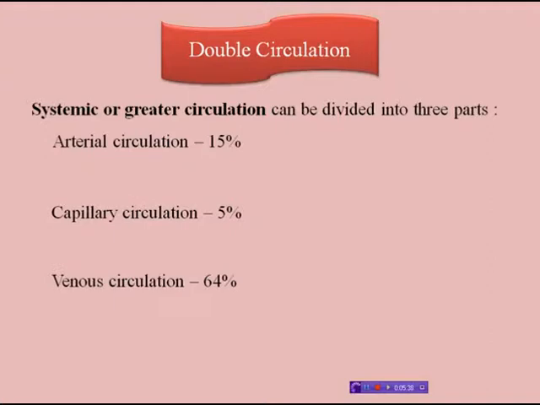Next is capillary circulation. This is only 5%. In capillary circulation, only 5% of blood passes in capillaries. And next is venous circulation. Here the major amount of blood passes. It comprises all the veins that bring blood to the heart. The venous system consists of pulmonary veins, coronary sinus, portal system and vena cava.